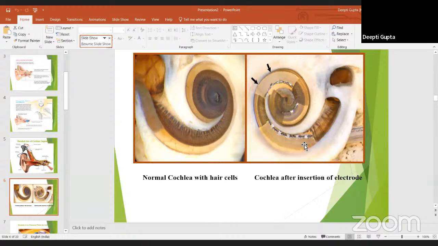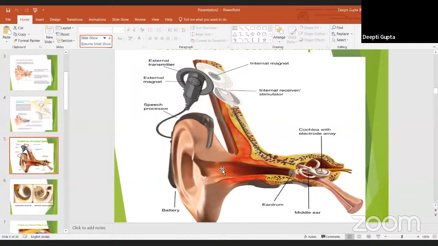because we can say simply that 1,300 or 1,400 hair cells are compressed into one electrode. In that way, we are working, but at least we are able to hear. So that is the role of the electrodes. So are you able to get my point? That if we have a problem in the outer ear, middle ear, or inner ear, in all the cases, the cochlear implant works.